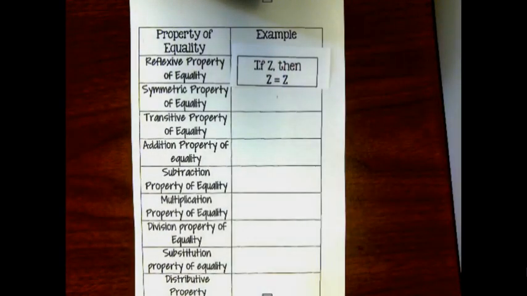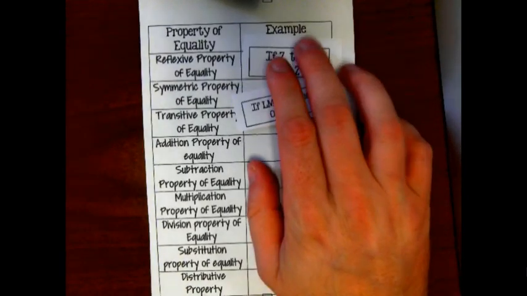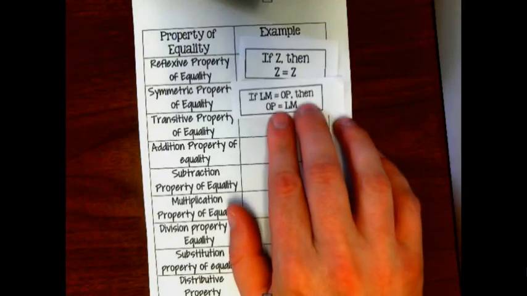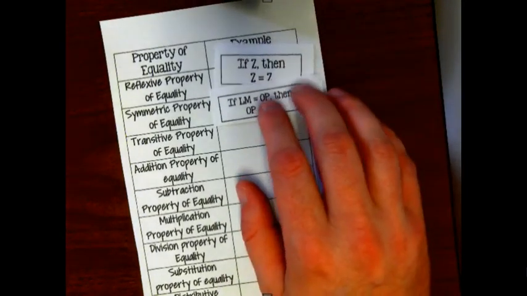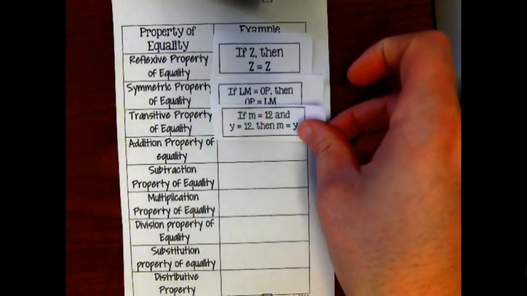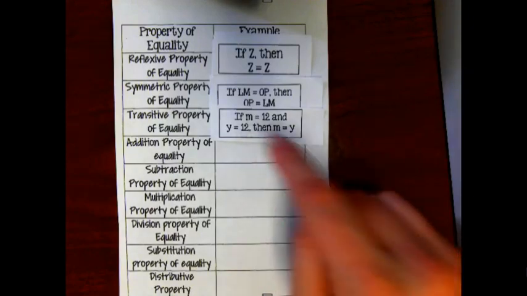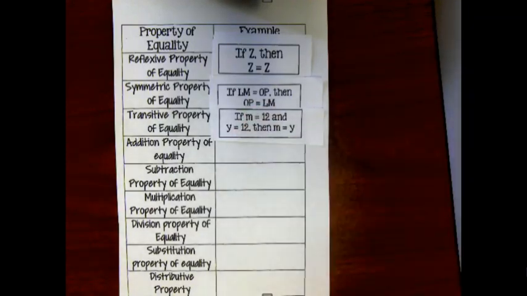Then we have the symmetric property, which means that it doesn't matter which side of the equal sign the parts of the equations are on, they'll still be equal to each other. So if LM equals OP, then OP equals LM. So we can just flip the order, and this is still a correct equation. Next we have the transitive property. So if M equals 12 and Y equals 12, then M equals Y. So if these two things equal the same thing, then they also equal each other.